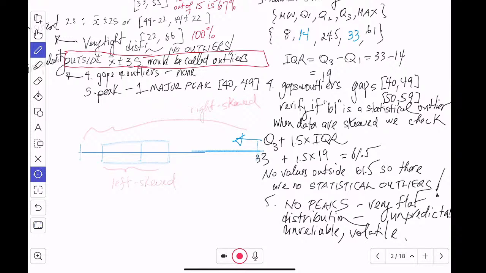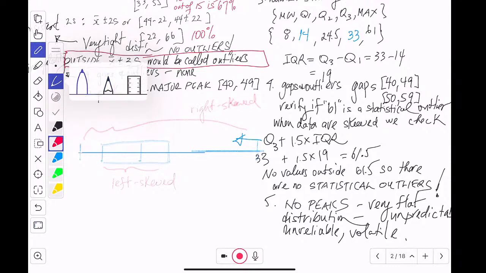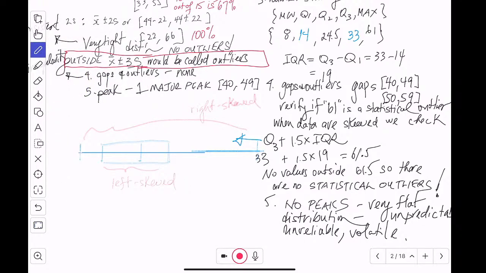So for that reason, and so much more, it's greater in the right skew. I need to get rid of this pencil. So this ends up being a right skew distribution. That's how you use the box for looking at skew.